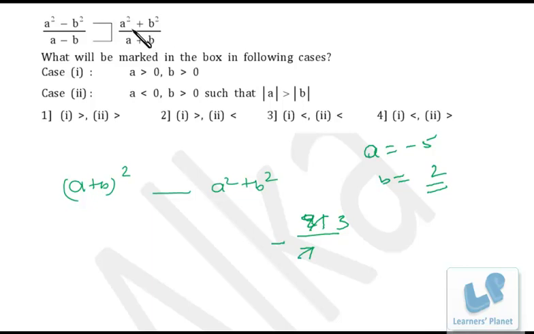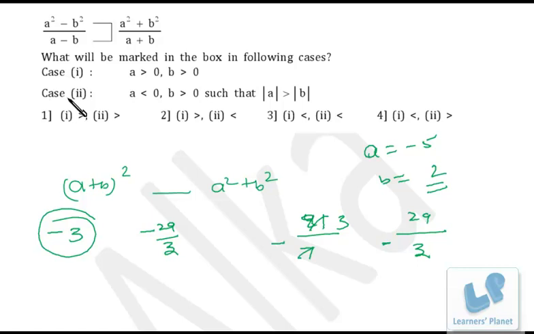Now let's see this expression. A square plus B square will be what? 25 plus 4, that is 29. A plus B, that is minus 5 plus 2, that is minus 3. So here we are having minus 3 and here we are having minus 29 by 3. So which one is greater? Obviously this one is greater. Okay, so in both the cases this expression is greater. Okay, I hope you are clear.